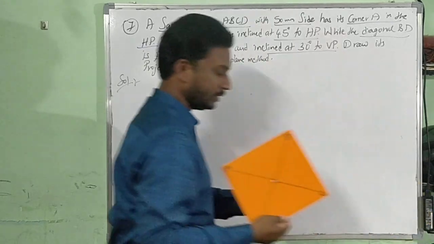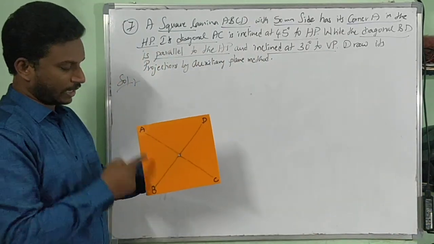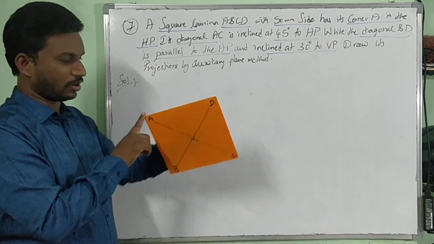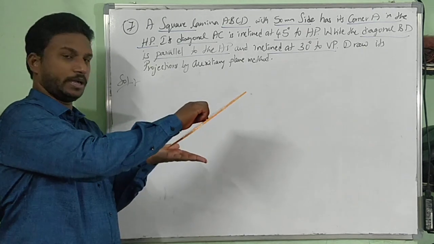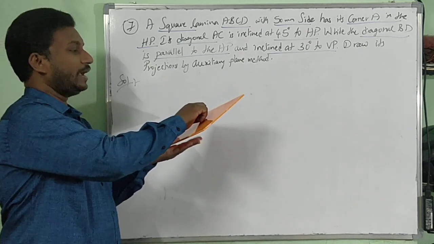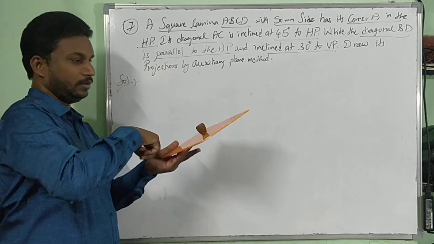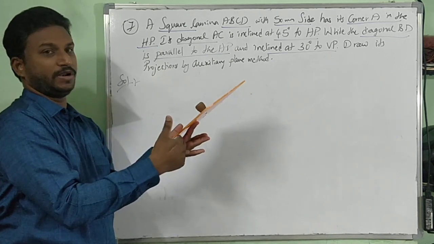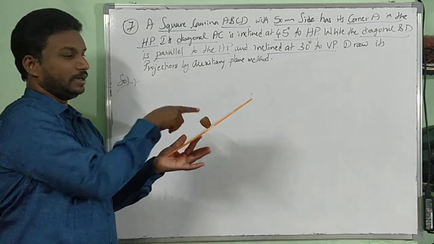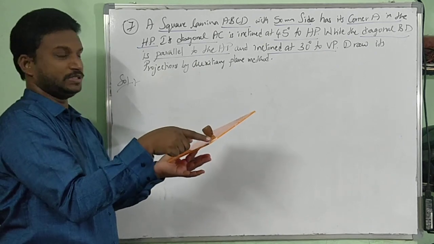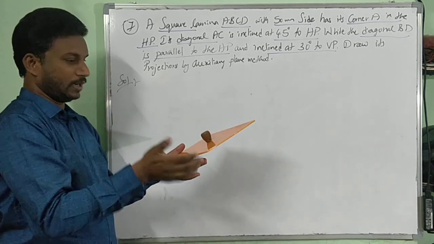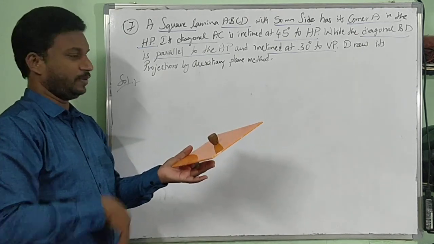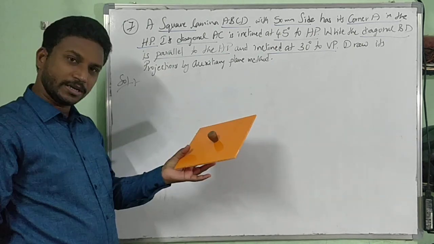Now I am simply taking the square, square ABCD. Corner A is in the HP. You can see this corner A is in the HP. And diagonal AC, from A to the opposite corner C, is inclined at 45 degrees to HP. While the diagonal BD, the opposite one, is parallel to HP. Now if you observe, this diagonal is parallel to HP and inclined at 30 degrees to VP.